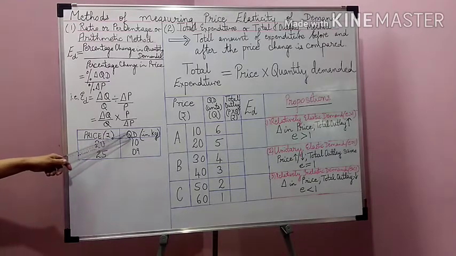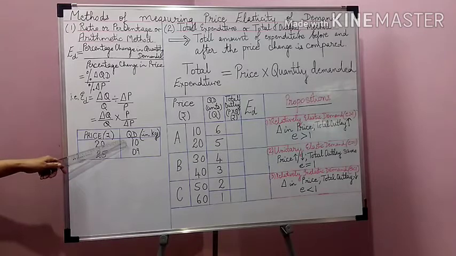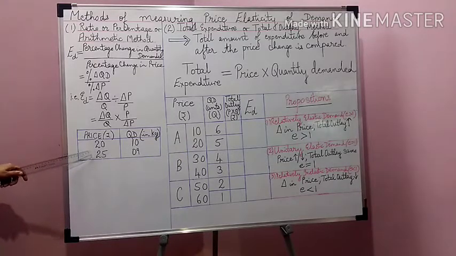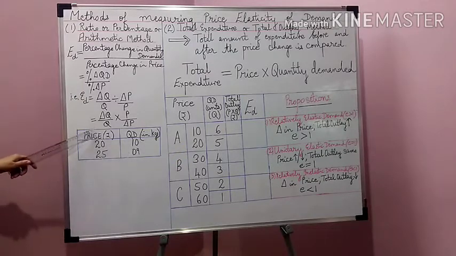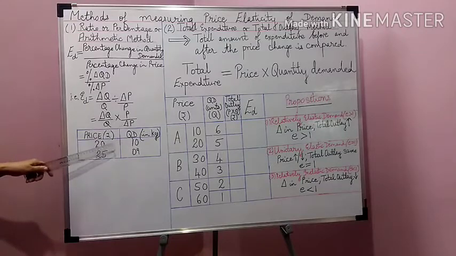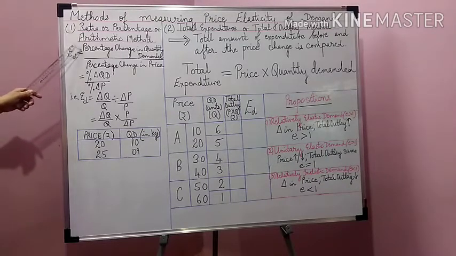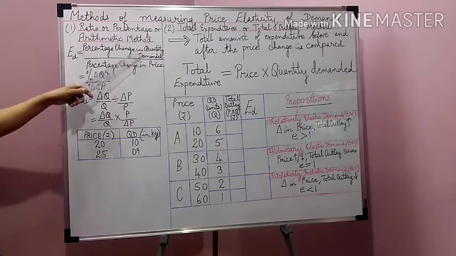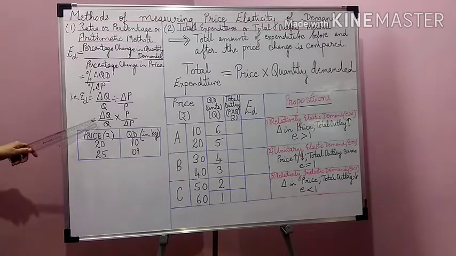Price and quantity demanded are given. When the price is rupees 20, quantity demanded is 10 kgs. When price rises to 25 rupees, quantity demanded falls to 9 kg. Inverse relationship between price and quantity demanded. Whether demand is elastic or inelastic, let us measure according to this method. What is the formula? Percentage change in quantity demanded upon percentage change in price.